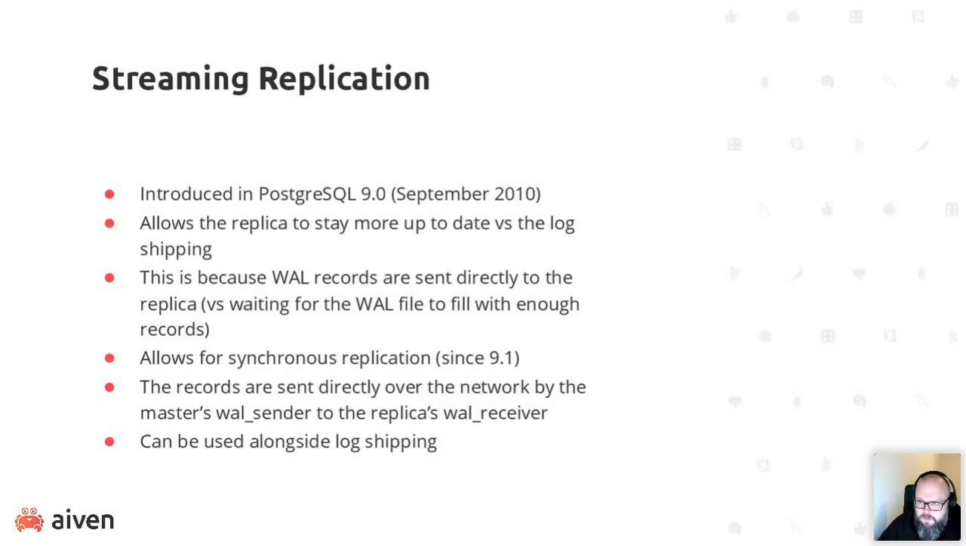In streaming replication, the WAL records are sent directly over the network from the master to the replica. It can also be used alongside log shipping.